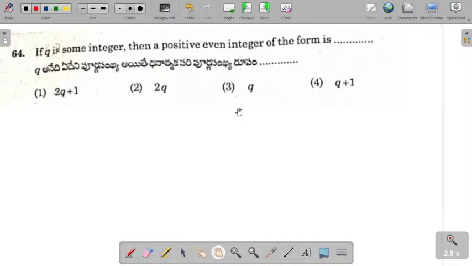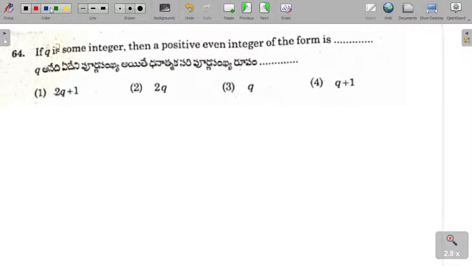The question is related to number theory, right? If q is some integer, then a positive even integer of the form. So my dear students, the general form of the positive even integer, we need to write it.